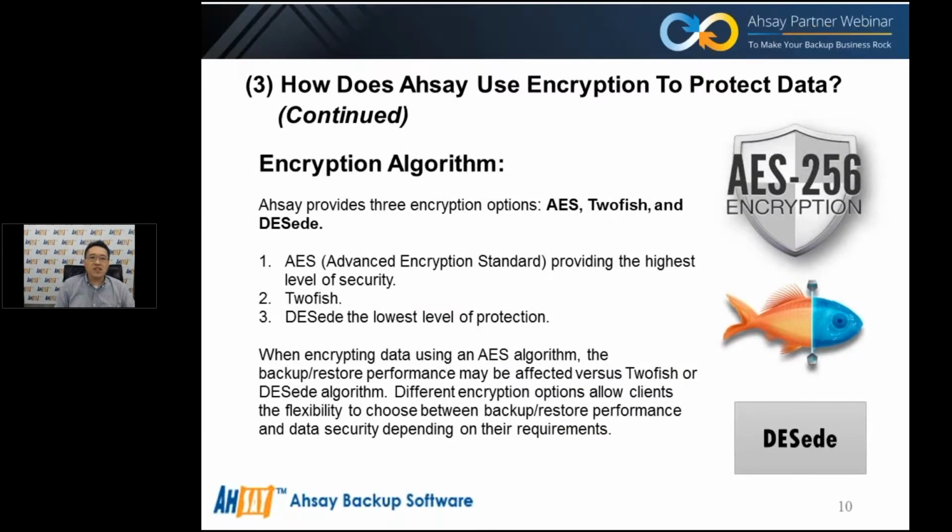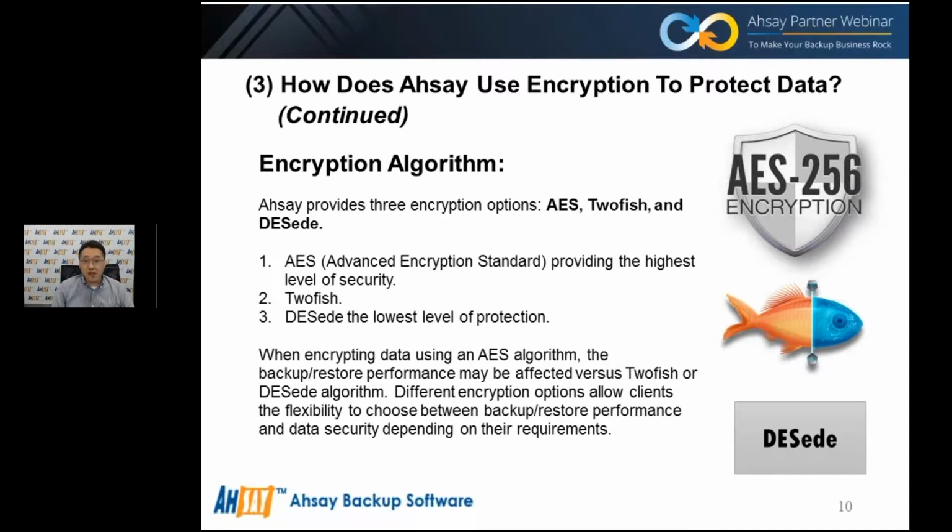Let's talk a bit about the encryption algorithm. Ahsay provides three encryption algorithm options: AES, Twofish, and DES. AES, the Advanced Encryption Standard, provides the highest level of security. Whilst DES provides the lowest level of security, and Twofish is somewhere in between.